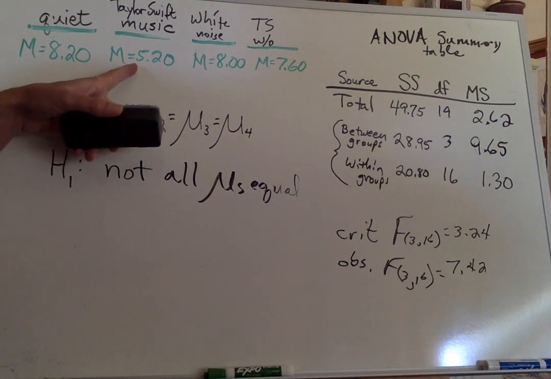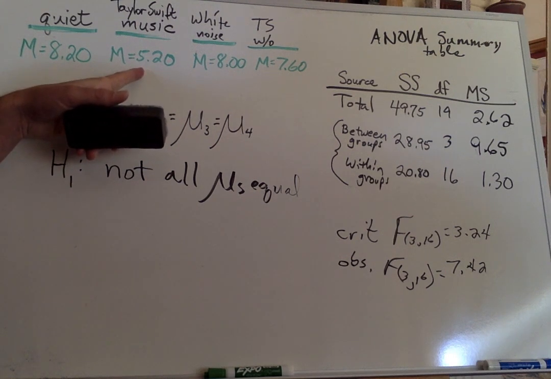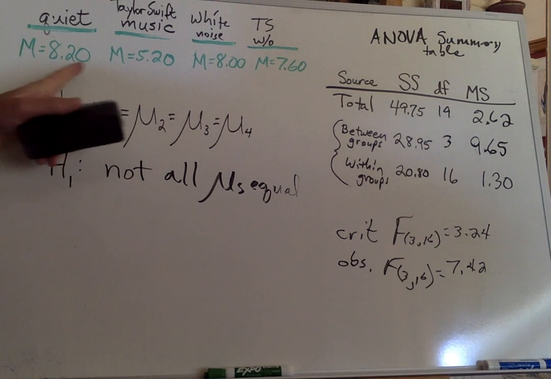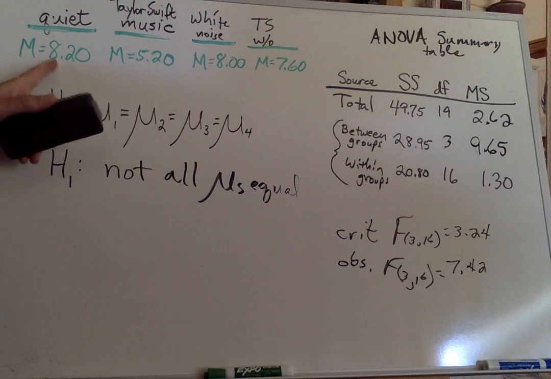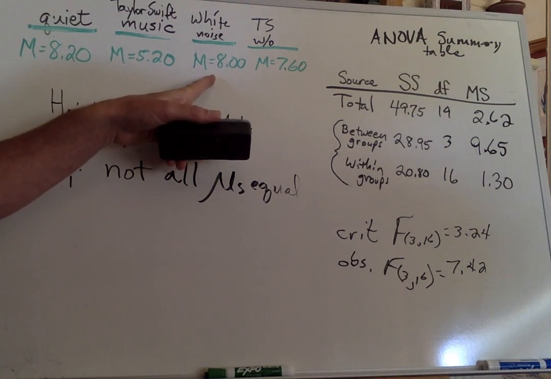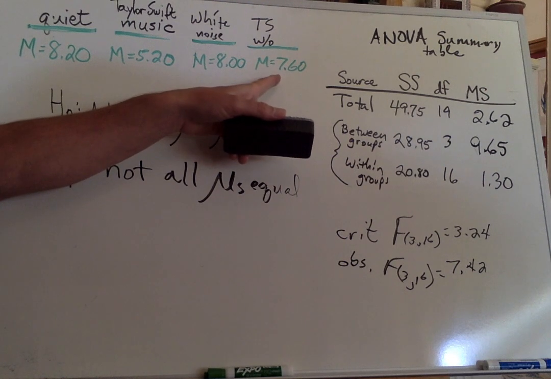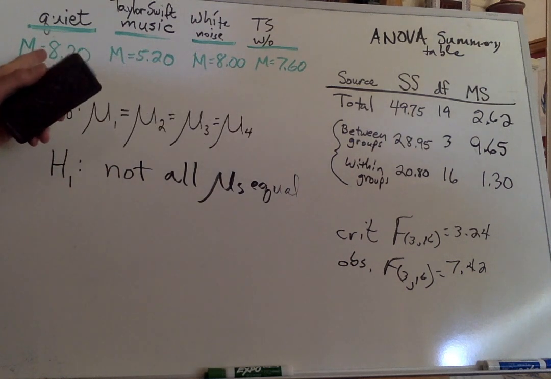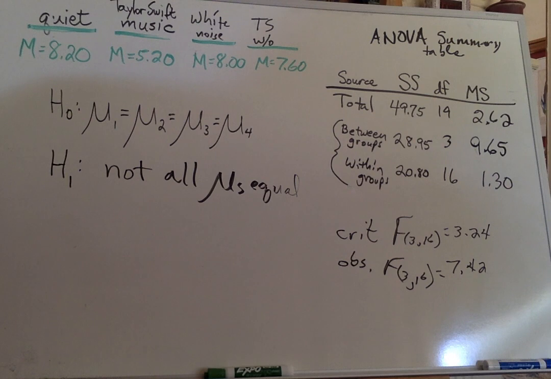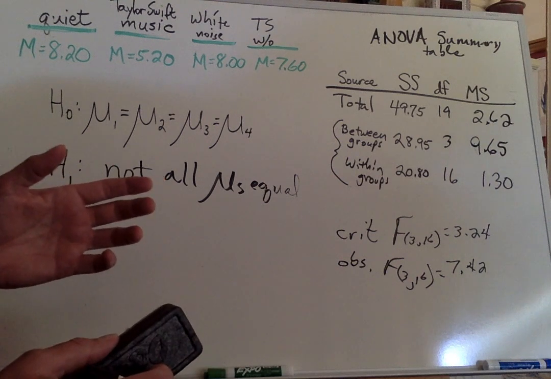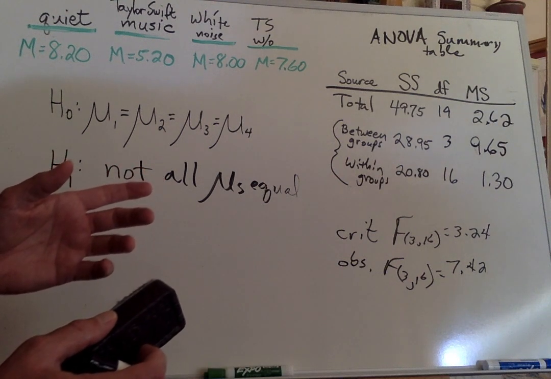It looks like the Taylor Swift music group is not remembering as many words as the quiet group, and it looks like the quiet and the white noise are about the same, and it looks like the white noise and the Taylor Swift without lyrics are the same. But of course, statistics and science are not really up to just eyeballing this and making a guess about what's going on.